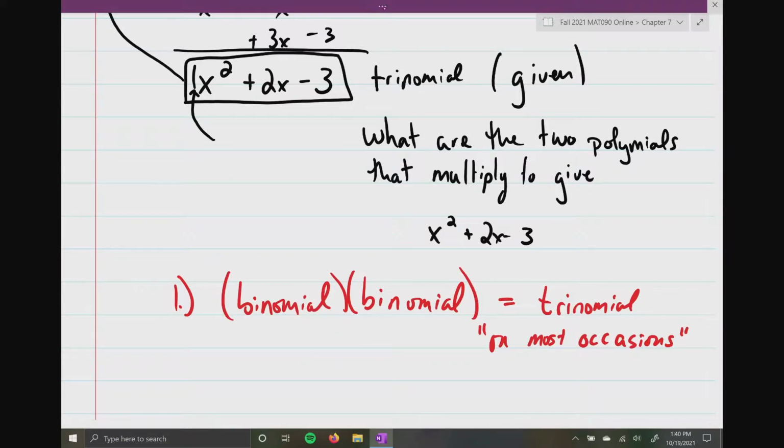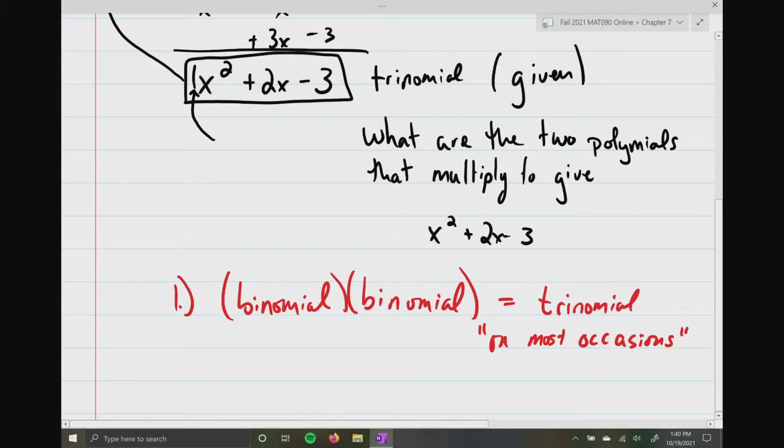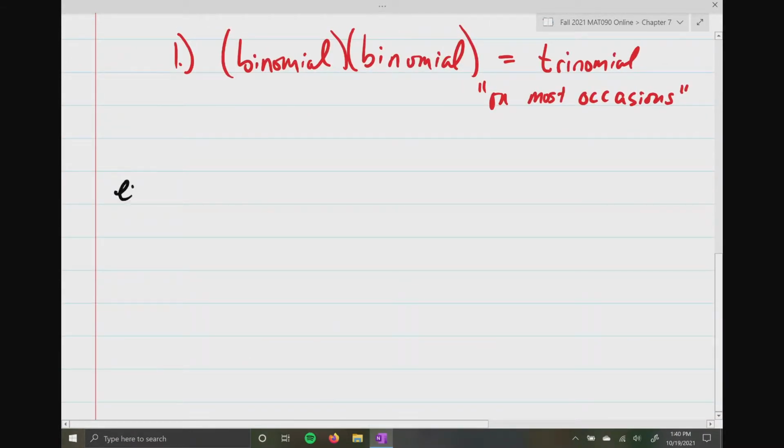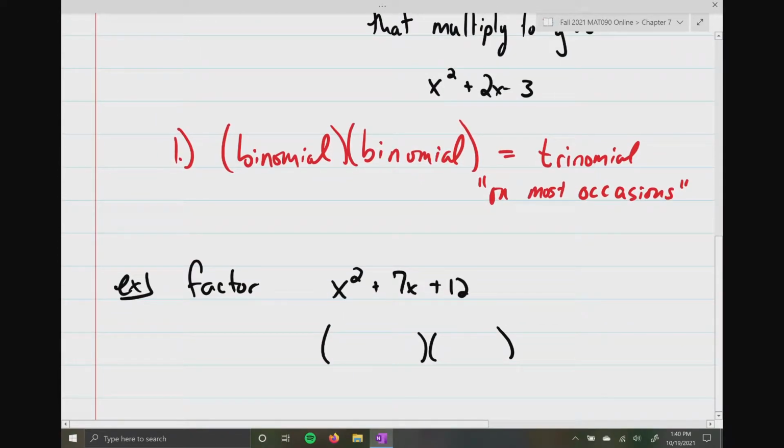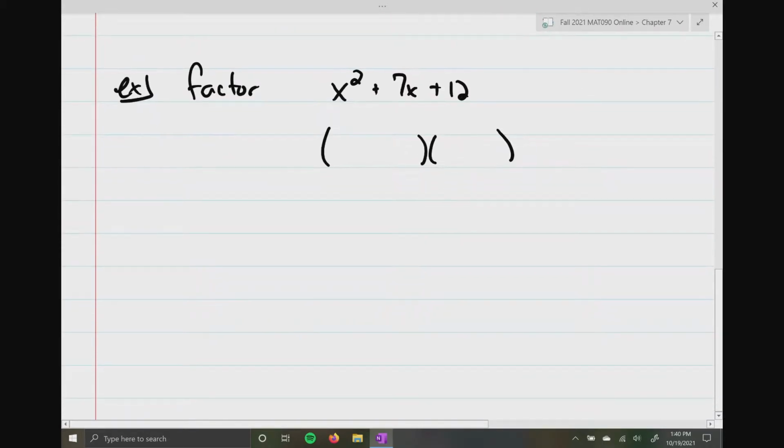So the big question then becomes, how do you do this? In other words, if the directions are factor x squared plus 7x plus 12, how do we do this? Well, we have a trinomial, so the factored form of the answer has to be the multiplication of two binomials. We just saw that directly above. A binomial times a binomial equals a trinomial on most occasions, okay? So how do we factor this?